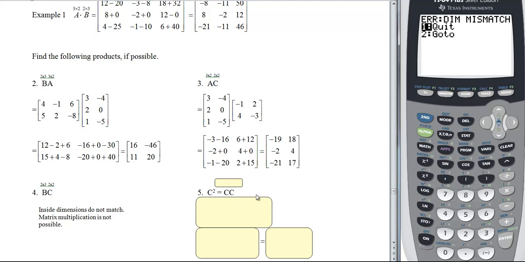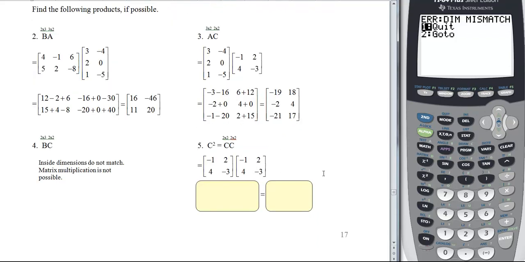Well, let's see. C squared. Well, C is a square matrix up there, and C happens to be a 2 by 2. So a 2 by 2 times a 2 by 2, inside numbers match. My answer should end up being a 2 by 2. So let me get matrix C together. Go ahead and do your multiplication. Pause me so you can practice this. See if you ended up with this. And upon doing, did you end up with that?